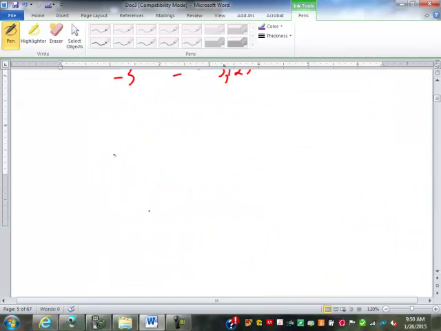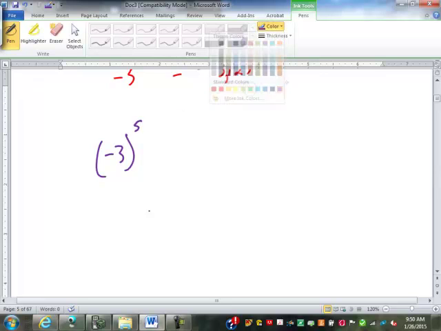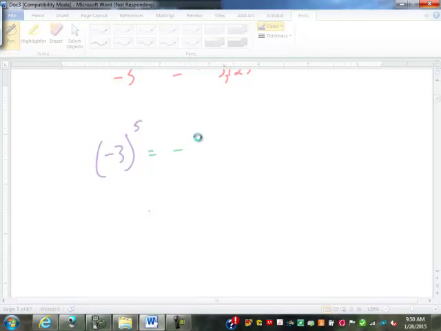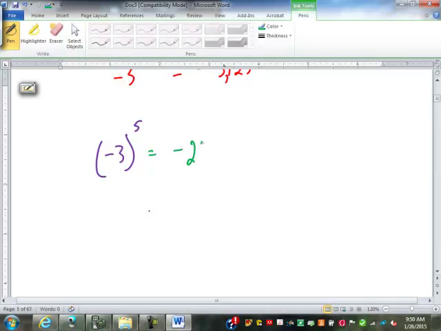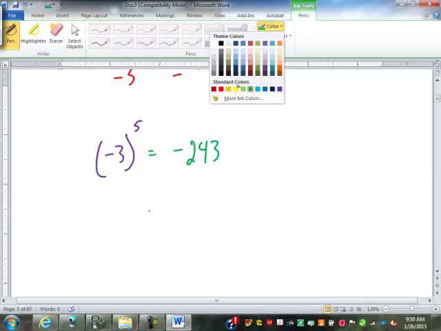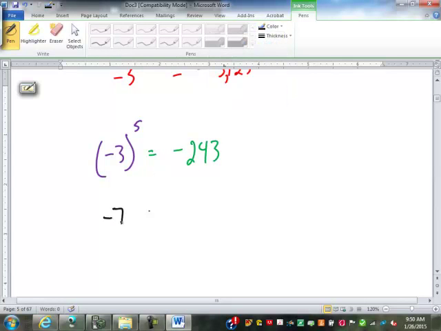So when we look at something like negative 3 to the power of 5, we know right away that answer better be negative because it's an odd power. And of course, that's going to be a negative 243. Or if you have a negative 7 to the power of 4, we know right away that's going to be positive. And negative 7 to the power of 4 is going to be 2,401.